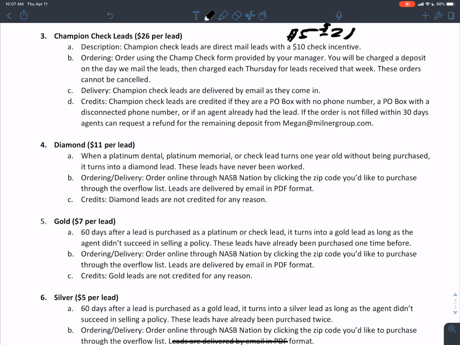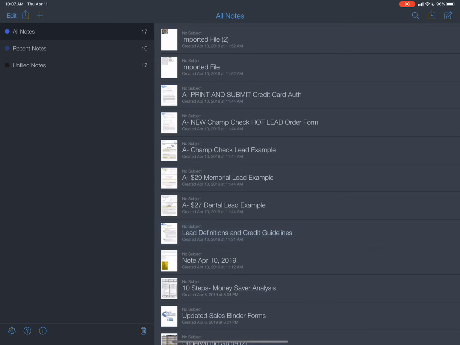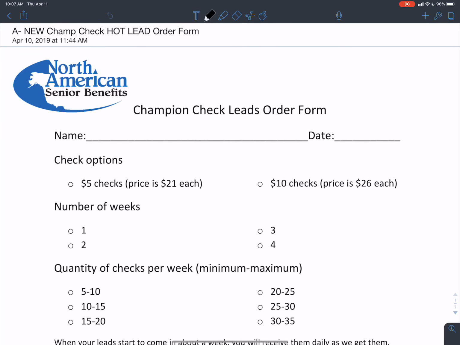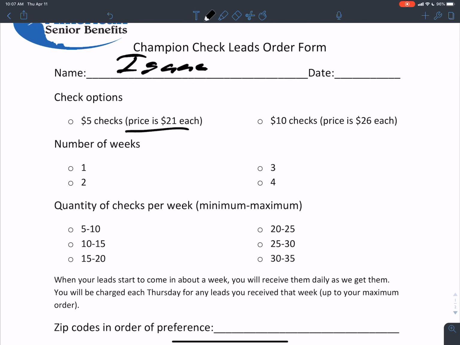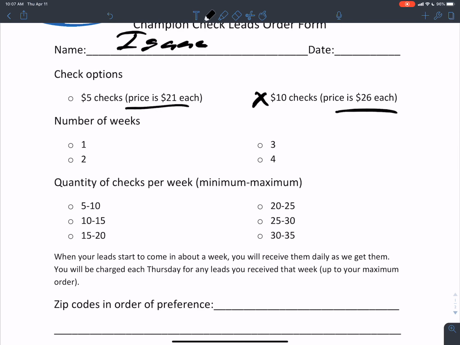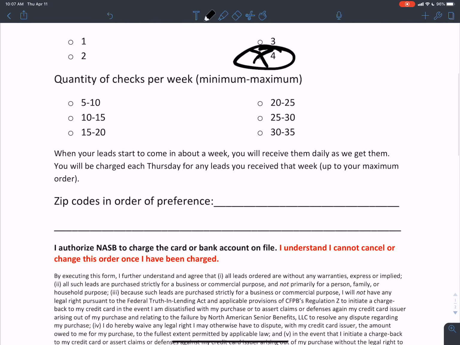So yeah, very simple. You get the champ check lead order form. It looks something like this. You fill this out. You pick what option you want, the $21 option or the $26. I always do this one. Then the number of weeks that you would like to do it. I always do this 4. If you give them enough area, you can even do more than that, but 4. Then quality of leads or quantity of leads, 20 to 25.